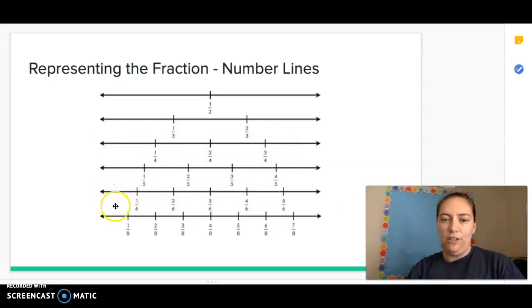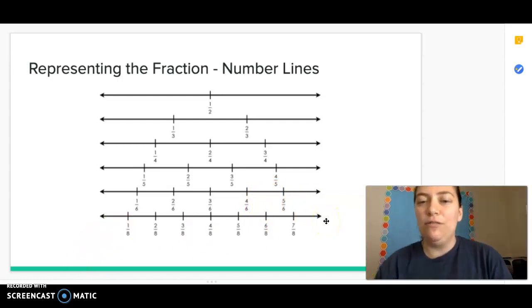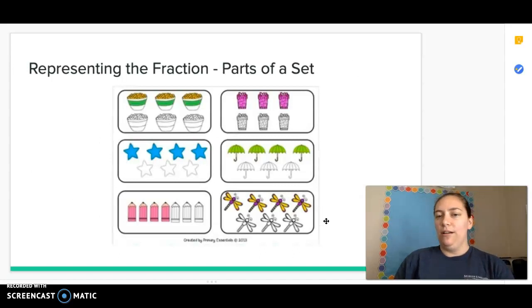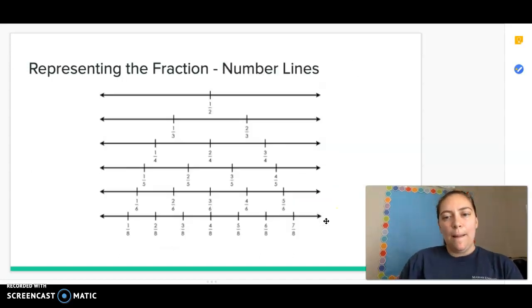So there are 6 sections, 1, 2, 3, 4, 5, 6. And then this one is in eighths. So you can really do a lot with number lines. Those look a little more tricky than some of our other things like our shapes, models, and our parts of a set. But they are really easy for some people who have a more numerical way of learning things instead of looking at pictures.